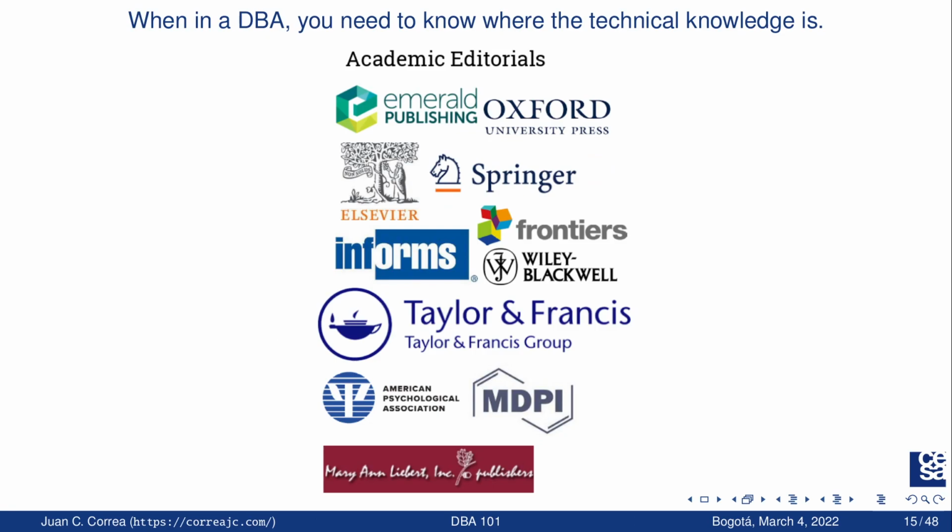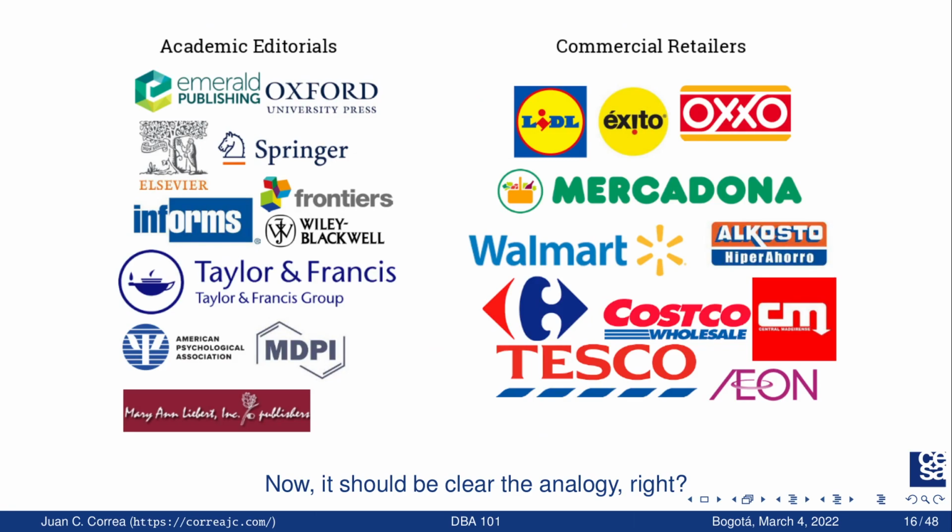So you need to understand that Emerald Publishing specializes in business and management topics, for example. Oxford University Press is also another editorial that provides different journals in different disciplines. Likewise, Elsevier, Springer, Frontiers, Wiley and Blackwell, Informs, Taylor and Francis, and so on and so forth. So the analogy here is the one you see in the slide. The analogy should be clear by now, right?